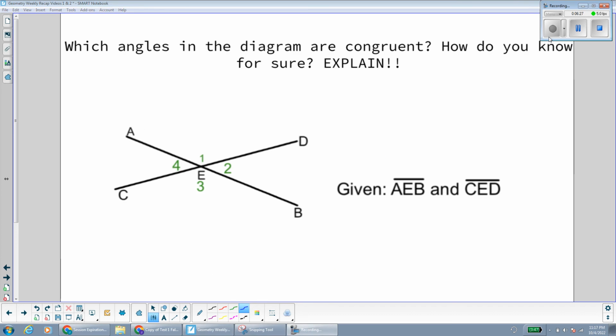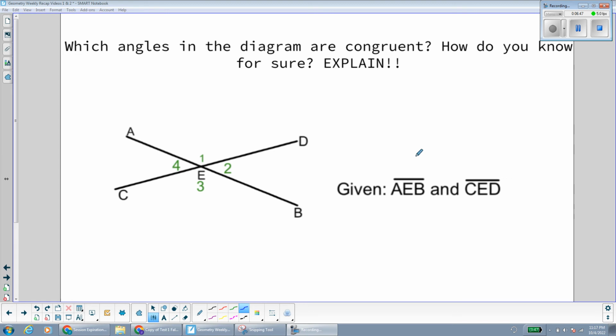So in this diagram, we have two intersecting line segments. We have line segment AEB, and we have line segment CED. And when these two line segments intersect, they form four angles. As you can see here, they're labeled angle 1, angle 2, angle 3, and angle 4.